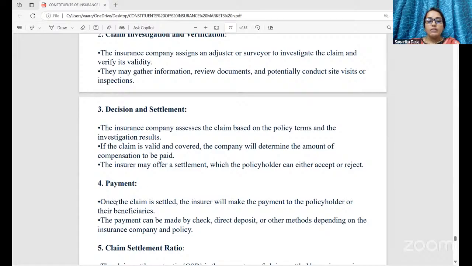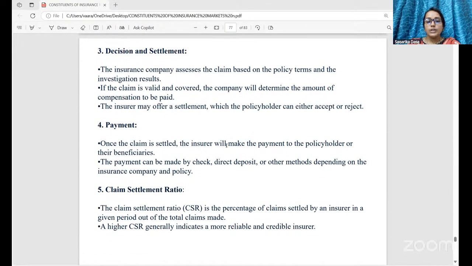Then payment. Once the claim is settled, the insurer will make the payment to the policyholder or the beneficiary. In case of the death of a policyholder, beneficiaries will receive the claim amount. Or if he is alive and having some accidental loss, then he, as a policyholder, will become the beneficiary here. They will receive the policy amount. The payment can be made by check, direct deposit, or other methods depending on insurance company and policy.